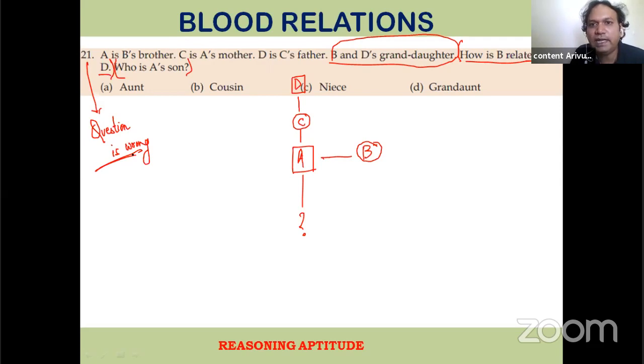Plus B and D's granddaughter. What is the meaning of that? Okay, so it must be B is D's granddaughter, which is okay. That gives us the gender of B. And how is B related to D? Answer would be granddaughter. But absolutely no information, right? So that is why we can say very clearly, without any doubt, this question is wrong. Nothing to really worry about this.